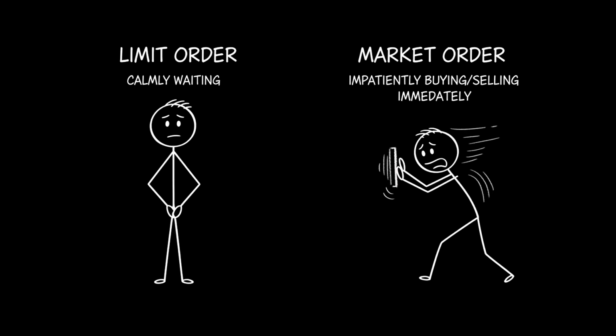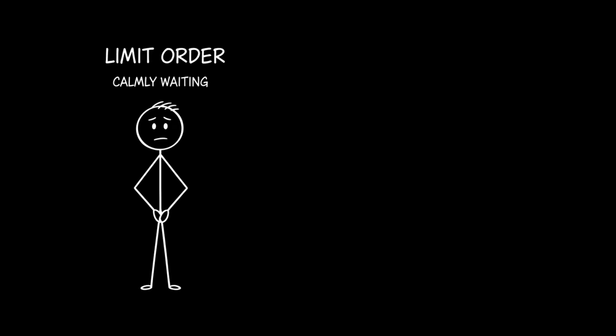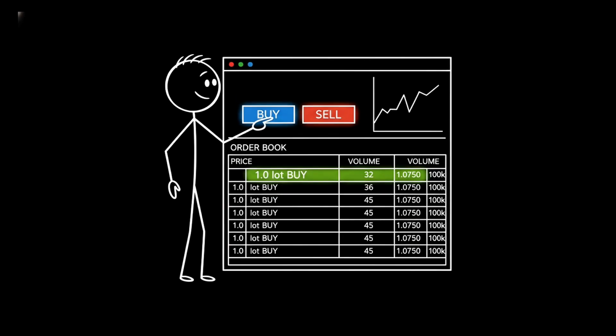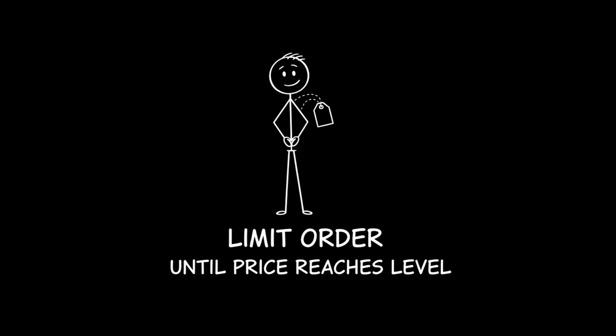Before we go any further, you need to understand that there are two types of traders: the patient trader and the impatient trader. The patient trader enters a trade with a limit order. A limit order is an instruction to buy or sell at a specified price. This means the order will only be executed if the market reaches the price you've set. Limit orders are patient buyers or sellers. They're not in a rush, they just wait for the price to hit their desired level.